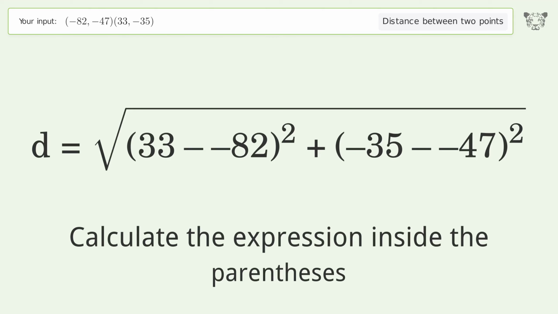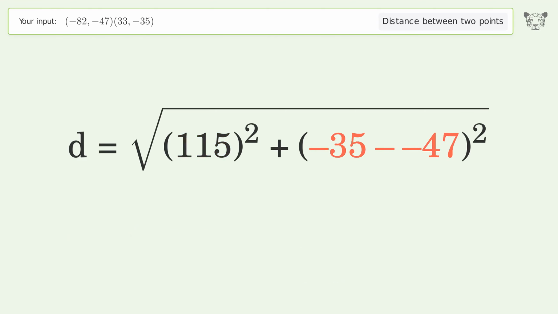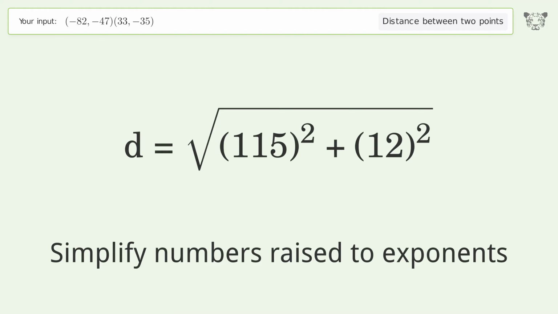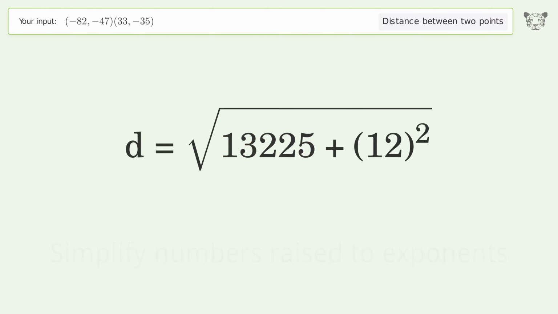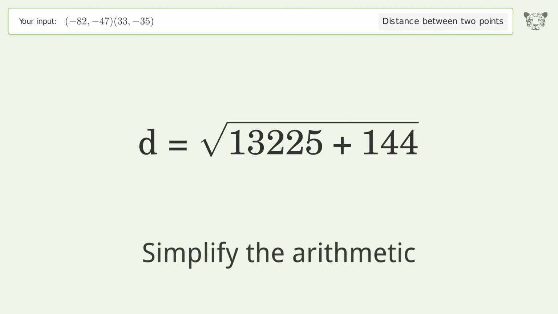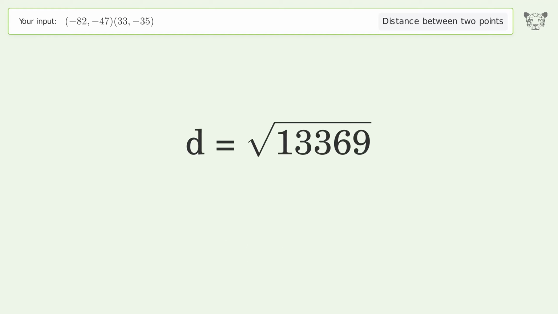Calculate the expression inside the parentheses. Simplify numbers raised to exponents. Simplify the arithmetic. And so the distance between the 2 points is the square root of 13,369, or 115.624.